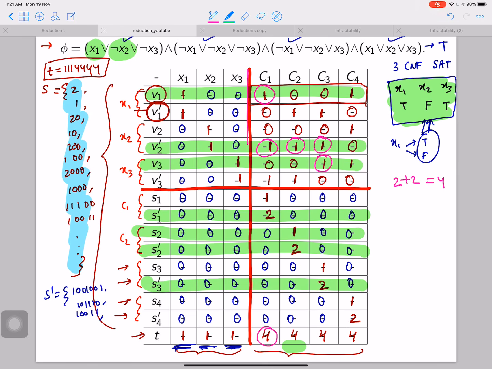If we see C4, it was satisfied by x1 being true and x3 being true. Sorry, I said false, but x3 is true. So we get 2 already, and we need to select just one helper variable to make it 4. So now I say that out of all the rows that form my subset of numbers, if I select just the green rows, that would be my S dash that adds to the target value.